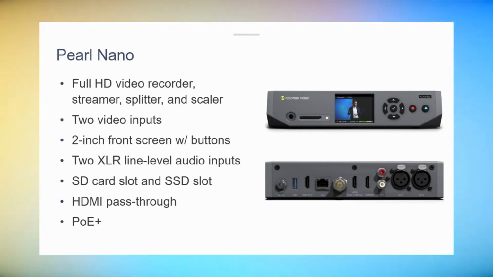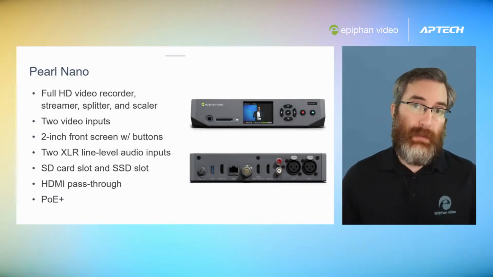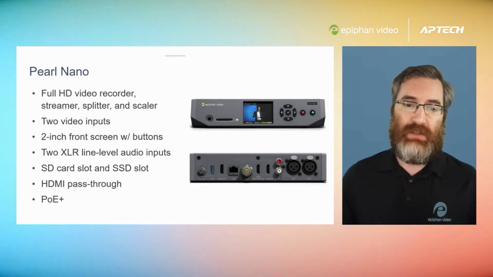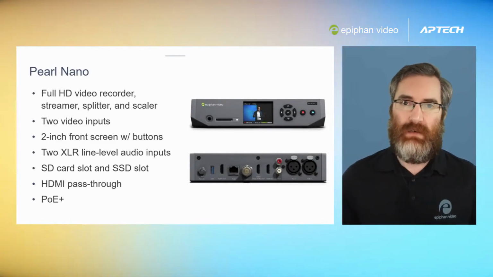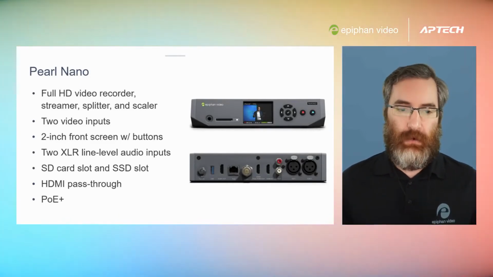The idea with the Perl Nano here is that it is a full HD video recorder, streamer, splitter, scaler. We have two video inputs, one HDMI and one SDI. There's a small 2-inch screen built into the front of it with an array of buttons for controlling some of the menus on that screen. There are two XLR line level inputs on the back for professional audio. You can record to a removable SD card, or optionally, you could actually install an M.2 SSD drive into the open bay for larger or more permanent storage installation on the Nano.